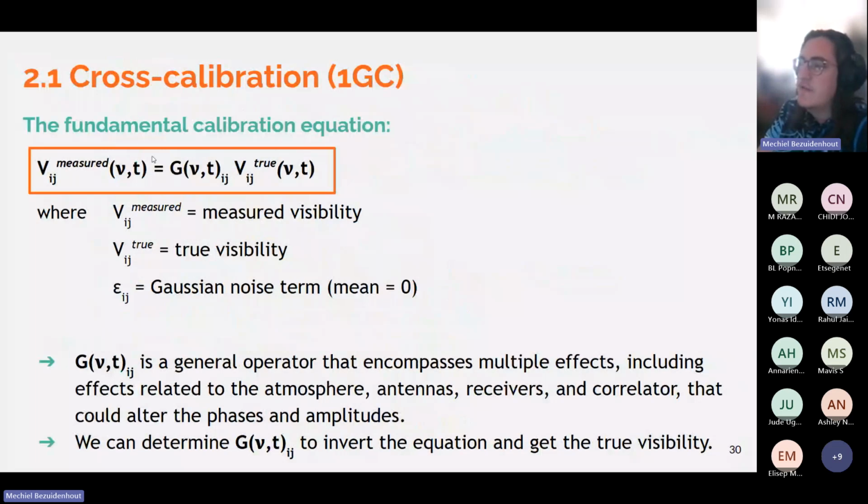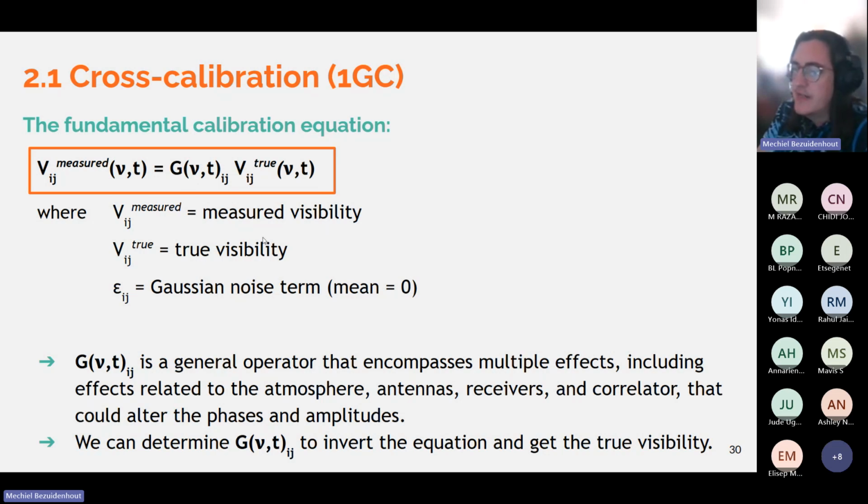To talk about that, we have to define what's called the fundamental calibration equation. What that says is that the visibilities that we measure, Vij, are the true visibilities of the source multiplied by some factor G, which is also for each combination of antennas. So here I and J is a combination of antennas, right? And for each combination, there's going to be a factor G, which changes the visibilities.